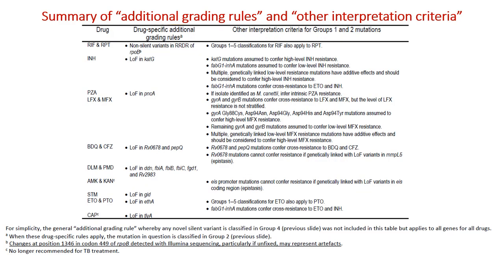This is a summary of the additional grading rules and other interpretation criteria that have been applied to this new version of the catalog, and these apply mainly to loss of function mutations occurring in the katG gene, pncA, Rv0678, pepQ, ddn, fbiA, fbiB, fbiC, fgd1, Rv2983, ileS, ethA, and tlyA, and also non-silent variants in the hotspot region of rpoB. All details are reported in the catalog itself.